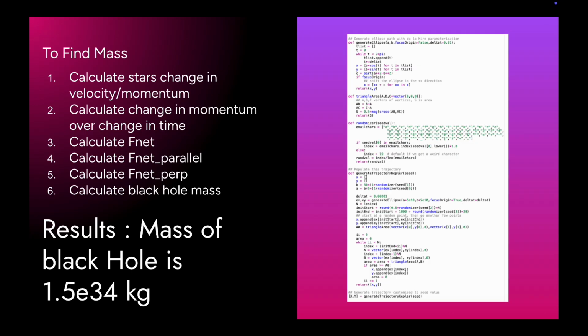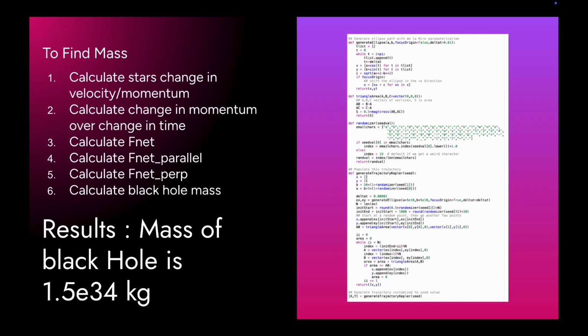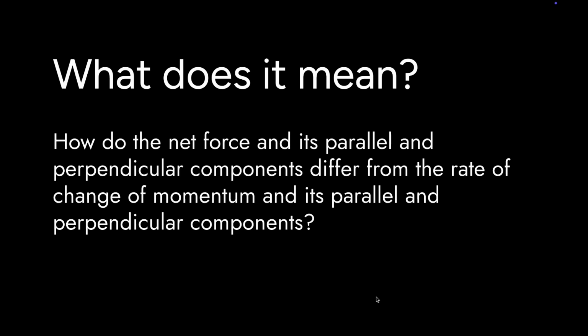Since each iteration gives a slightly different value, we estimate the black hole mass by averaging these results. As you can see, the estimated mass of the black hole was approximately 1.5 times 10 to the 34th kg. This was the value calculated repeatedly during the simulation and averaged to produce a single estimate. Well, what does this mean?